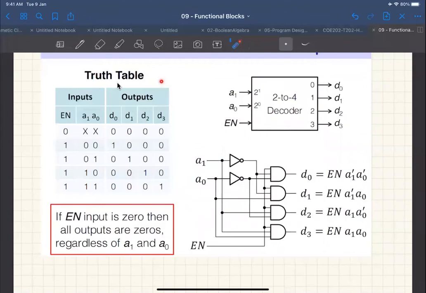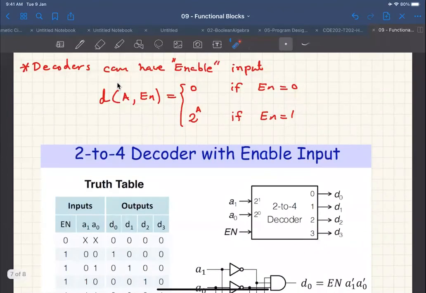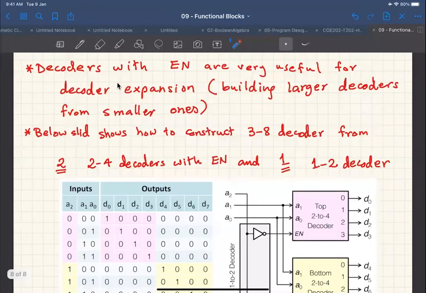So this is the truth table. If we have 0 for enable, then A1 and A0 are don't cares, and we have 0 output for all the outputs. If my enable is 1, then the decoder functions normally. This kind of decoder will help us implement larger decoders from smaller decoders. The process of doing this, building larger decoders from smaller ones, is called decoder expansion.